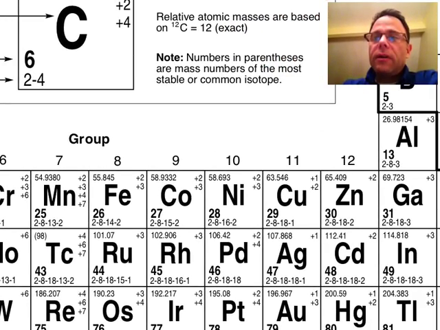Here we have iron. Iron becomes a +2 typically, but at times it could become +3. Our third objective will touch on that. Also, copper is a good example, +1 or +2. Again, our third objective will touch on that.